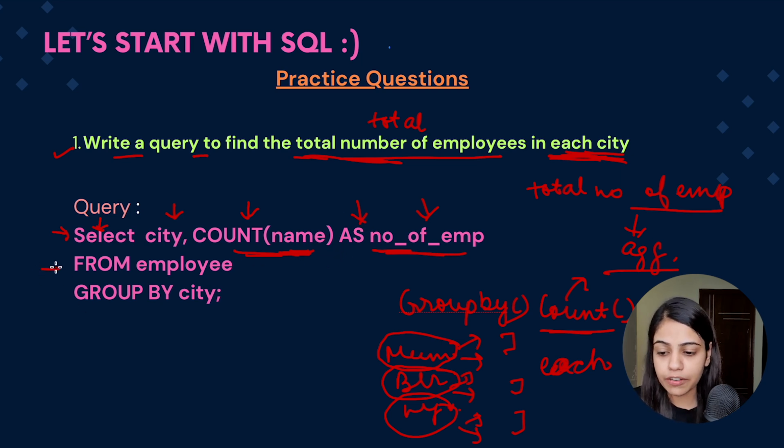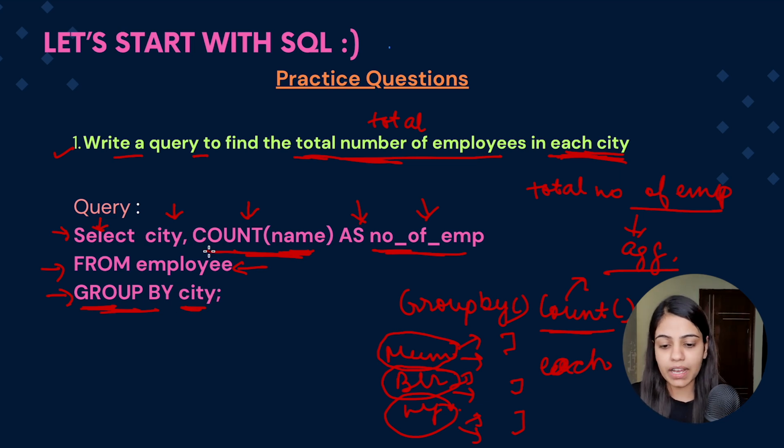Then we will provide from, and then the table name from which we want the specific results. Then we will provide the group by clause, and then the column name on basis of which we want to group the data. So this will help me to find the count of employees, and this will help me to group all the employees of a particular city. These both together will help me to find the count of employees who are in each city.